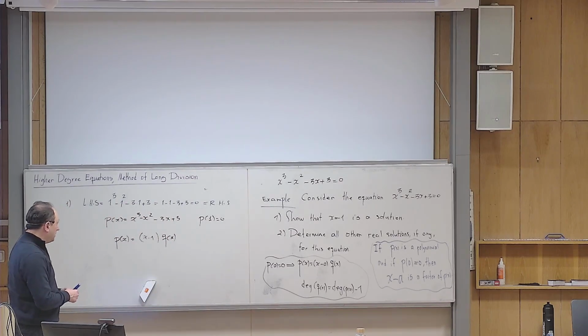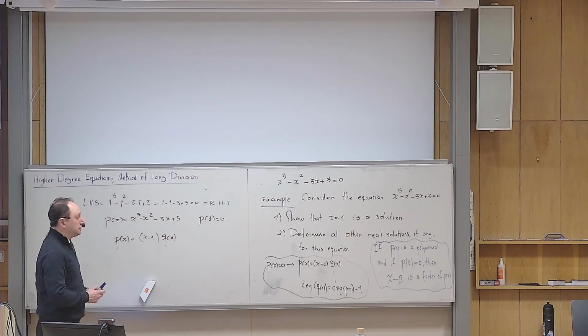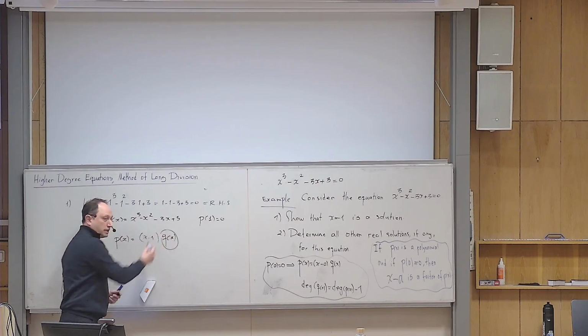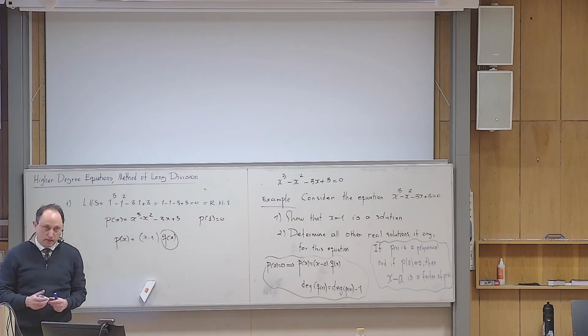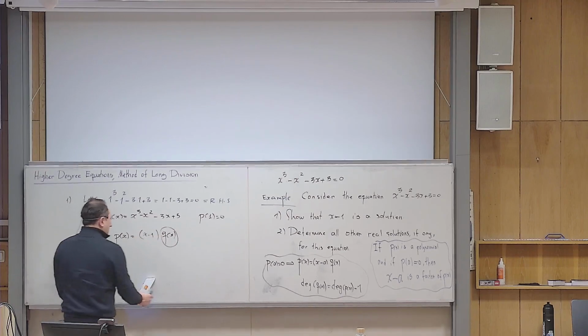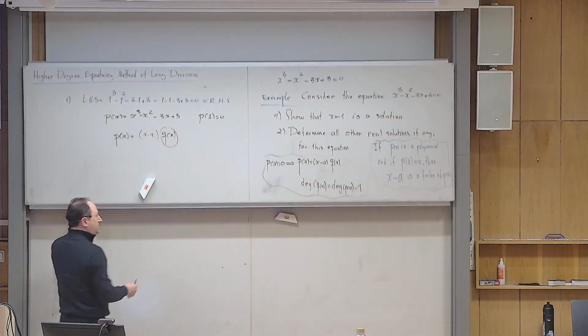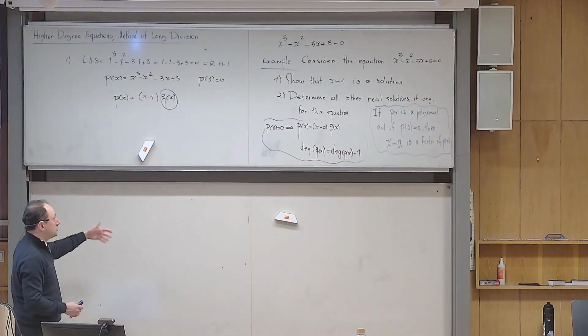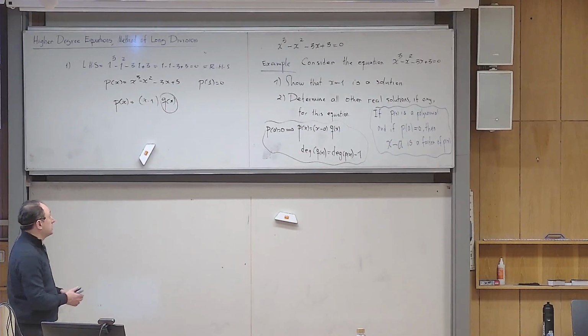Now, the method of long division tells you how to find q of x in a systematic way that I want to describe now. Is the idea clear? So how should I find that? This is an algorithm, actually, and I'm just describing it, so you need to learn that.